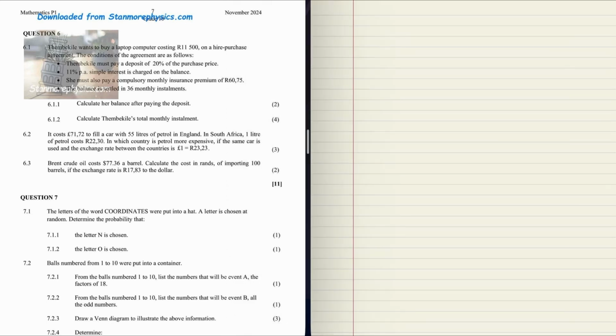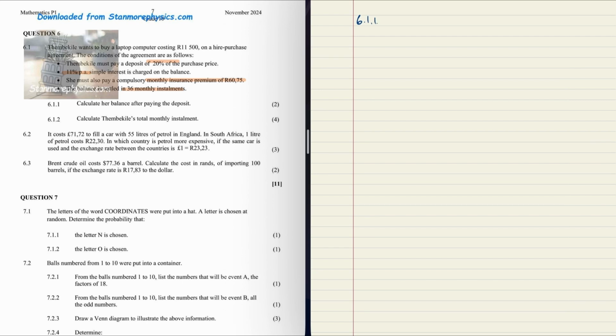11% per annum. Question 6. Tembekile wants to buy a laptop costing 11,500 Rand on a hire purchase agreement. The conditions are as follows. There's a 20% deposit, there's 11% per annum simple interest, there's monthly insurance of 60 Rand 75 cents, and it's settled in 36 months. Question 6.1.1, calculate her balance after paying a deposit.